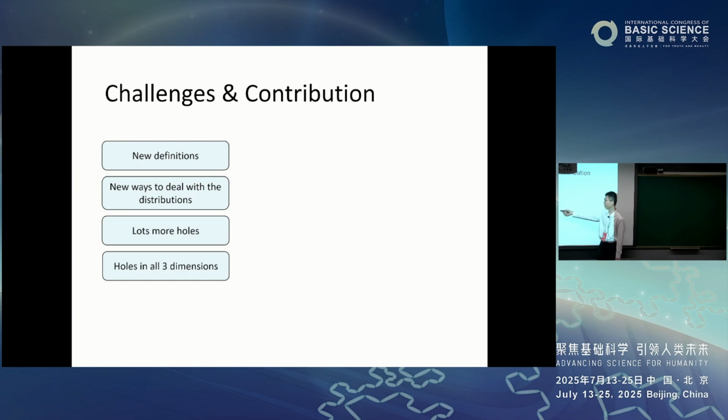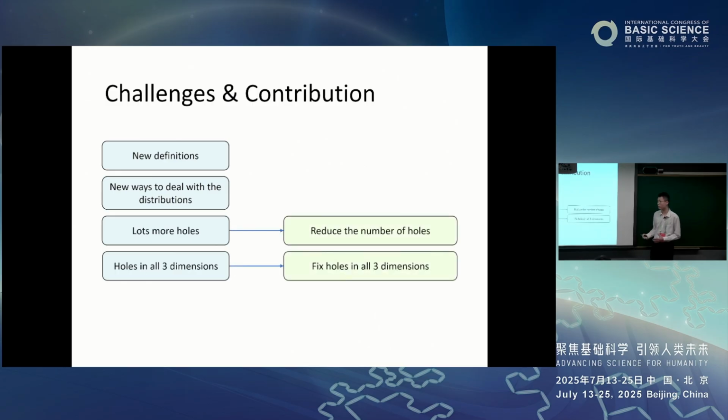First of all, the number of holes in our algorithm after the modification becomes much more than the previous works, so that we cannot afford. Also, the holes begin to appear in all 3 dimensions simultaneously instead of only in the output dimension. To address these issues, we designed ad hoc techniques to reduce the number of holes in our algorithm and also to fix holes in all 3 dimensions simultaneously when the number of holes is under control.